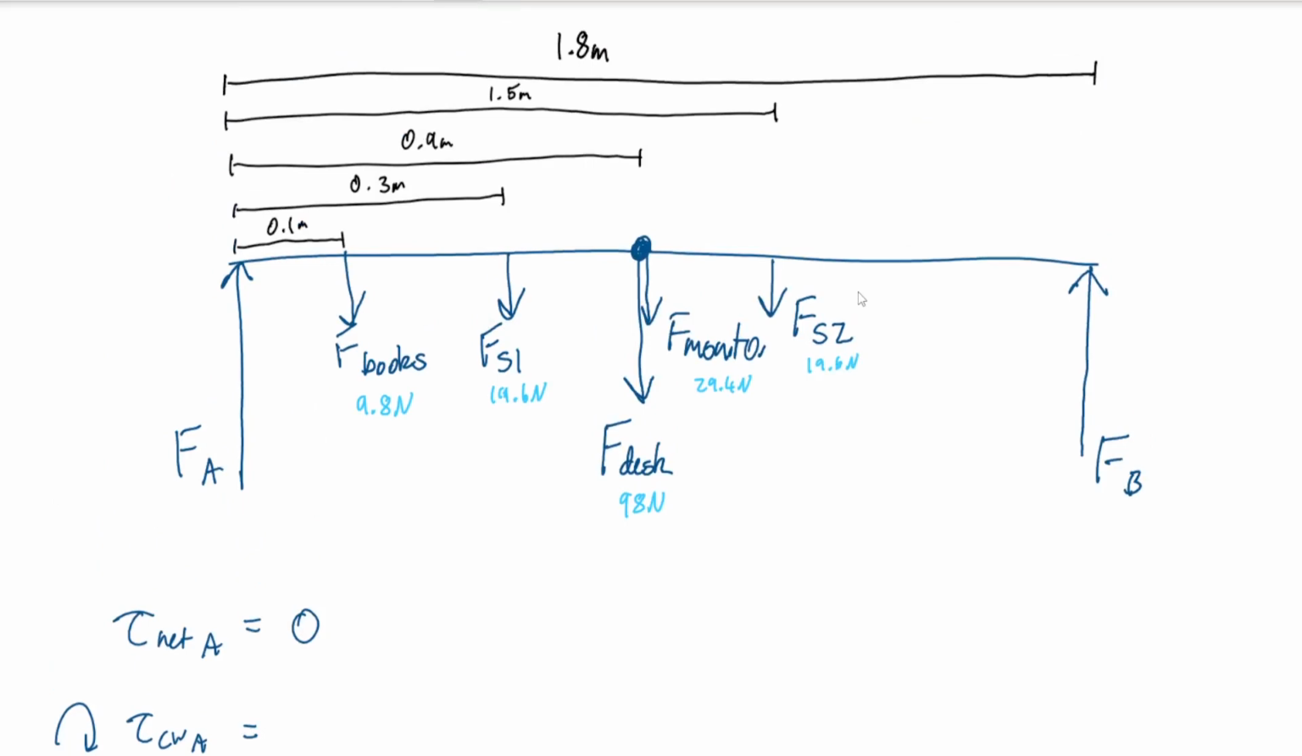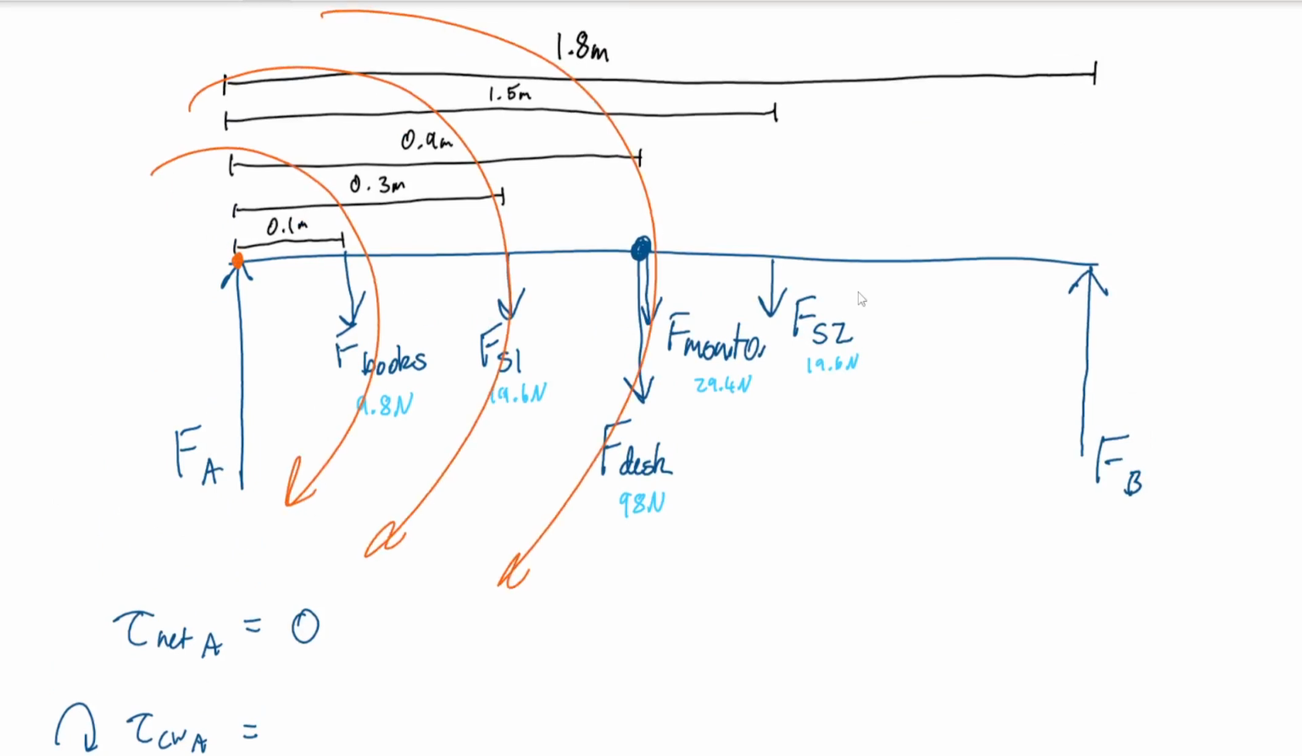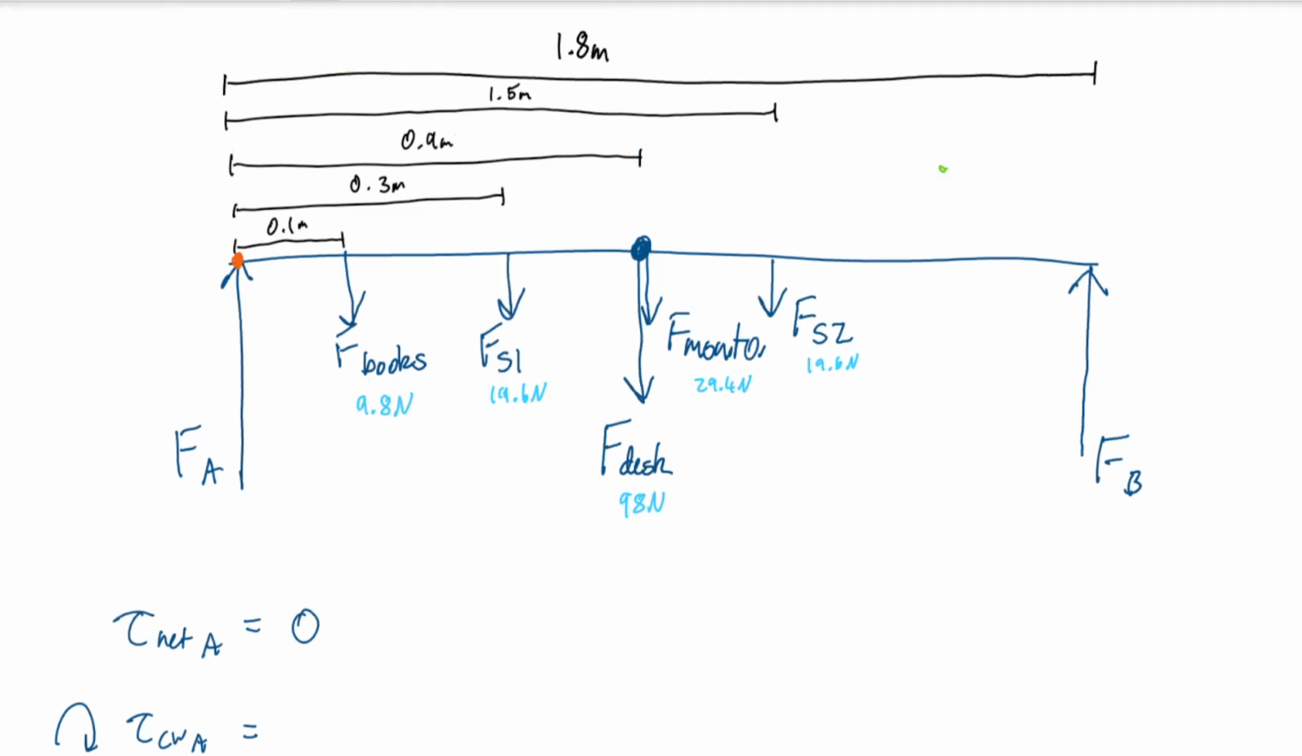So let's have a think. We're starting at A. What forces are going to want to rotate the desk this way? All of those weight forces, right? Whereas the support force on the other side wants to push the desk back up the other way. So let's account for that.